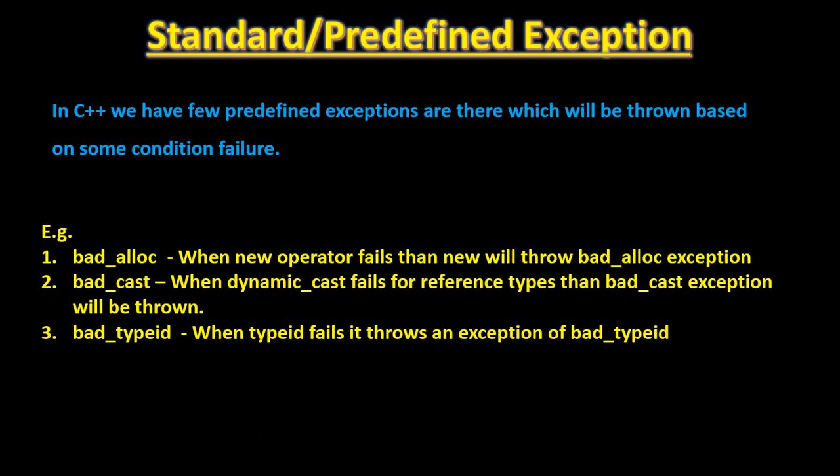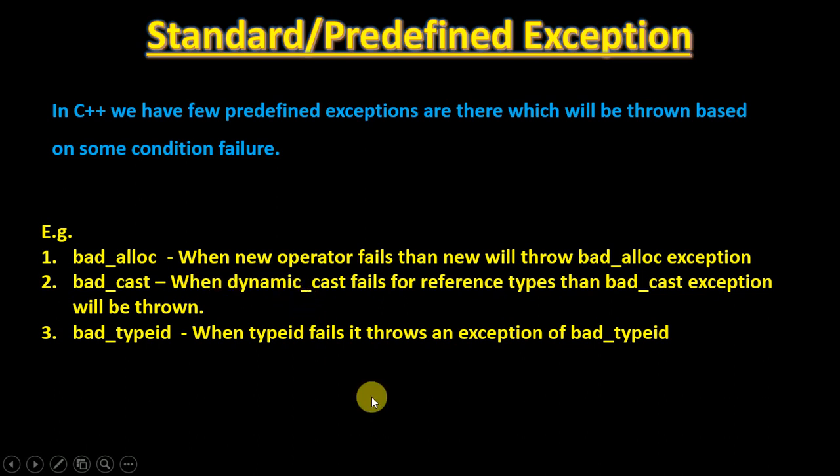Like that, there is dynamic_cast. Whenever dynamic_cast fails for reference variables, a bad_cast exception will be thrown. And similarly you have typeid. When the typeid operator fails, it throws an exception of type bad_typeid. These things we'll see in upcoming sessions: how bad_cast is thrown, how bad_typeid is thrown. Okay. So now let's see bad_alloc and how to handle it.